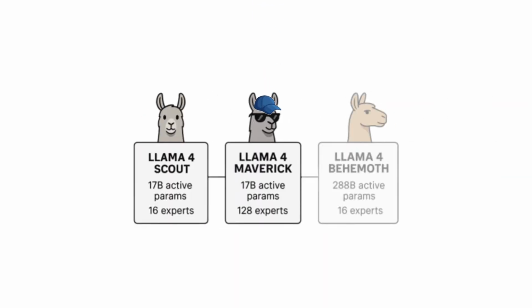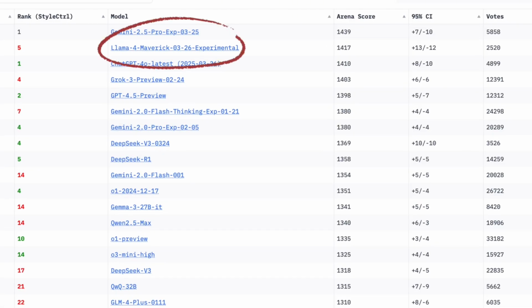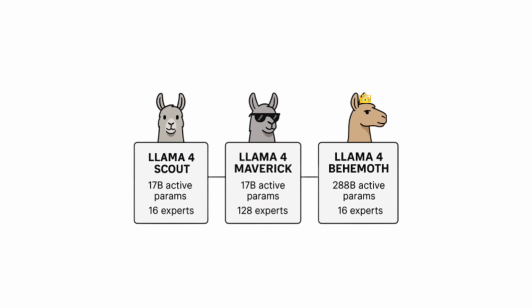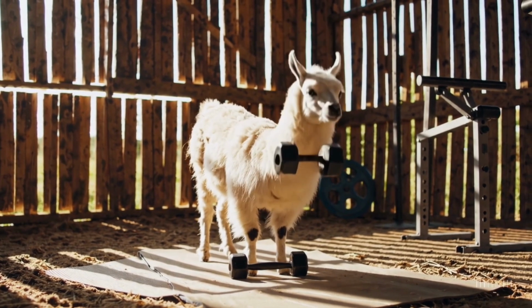Maverick matches Scout's parameters but packs 128 experts to outrank GPT-4o. Actually, it outperforms more or less every available model except for Gemini 2.5. LLaMA 4 Behemoth is even more powerful but is currently still training, and I'm excited to share more details when it's available. What are experts?